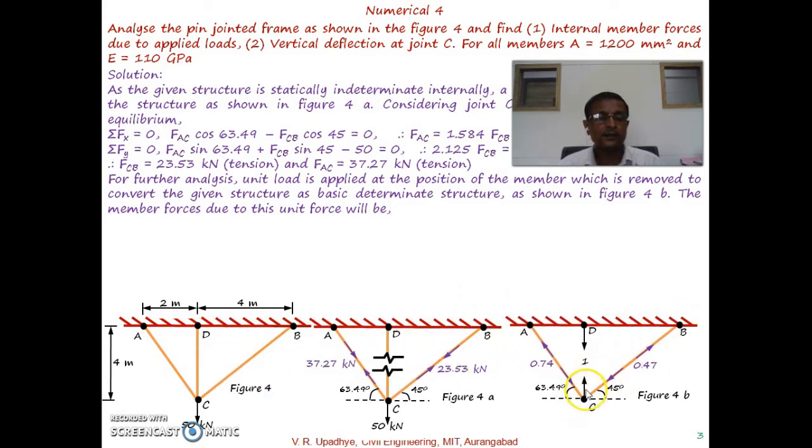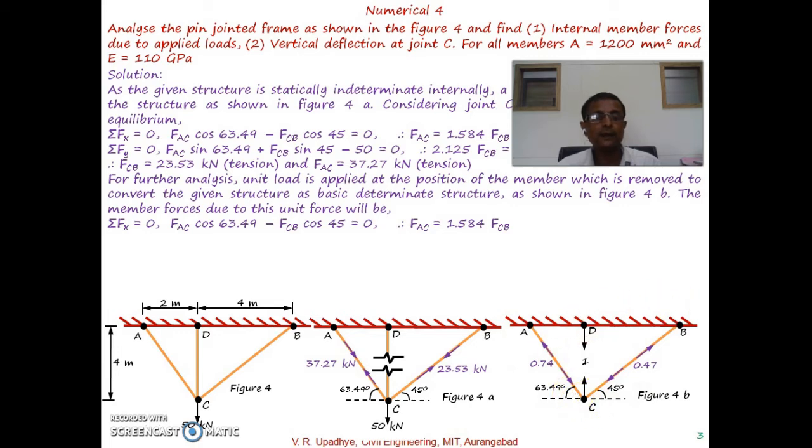Okay, so now at this member which was removed, to convert the given structure into a basic determinate structure, unit load is applied and the member forces are calculated. So again, if we consider free body diagram of joint C, we will be having member force FCA and member force FCB and this unit load. So with unit load, what are the internal member forces can be calculated. So this equation summation Fx equal to 0 will be as it is. So FAC is equal to 1.584 FCB, because now in horizontal direction there is nothing.